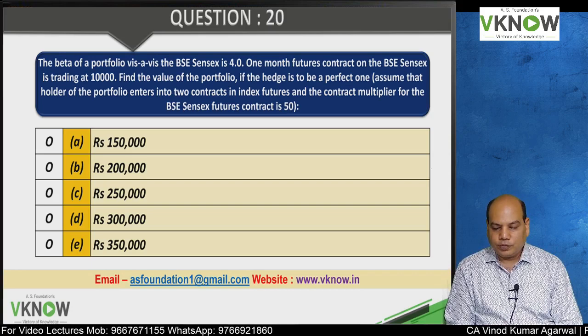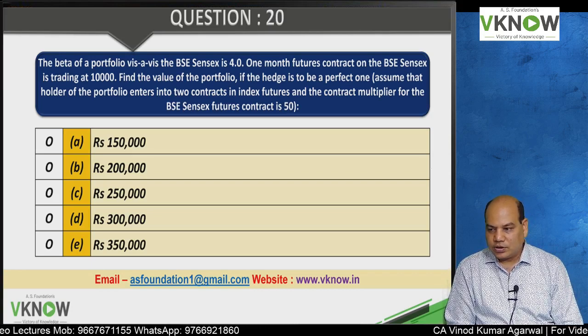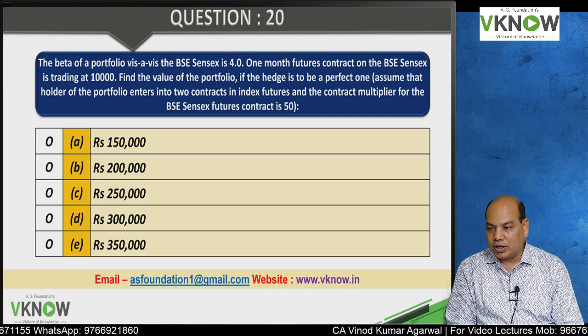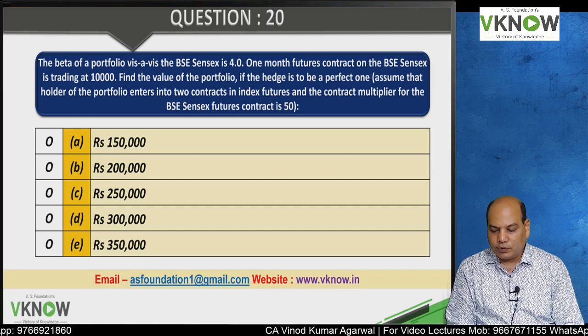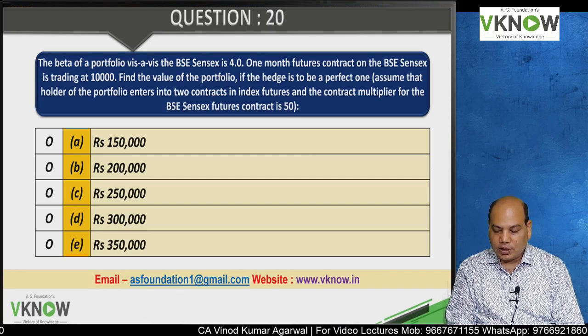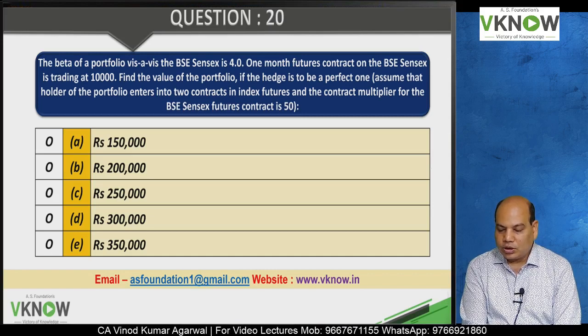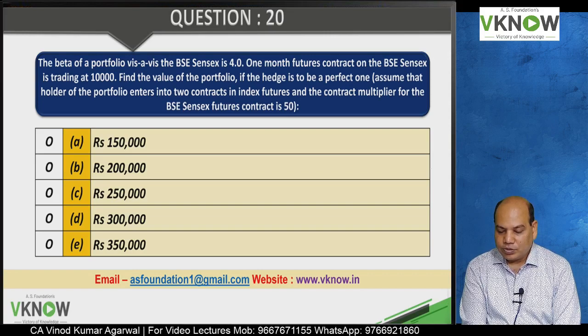Try this question also. The beta of a portfolio vis-a-vis BSE Sensex is 4. Beta is 4 with respect to Sensex. A 1 month future contract on BSE Sensex is trading at 10,000. Find the value of the portfolio if the hedge is to be perfect. Assume that the holder of the portfolio enters into two contracts in the index future and the contract multiplier for the BSE Sensex future contract is 50.